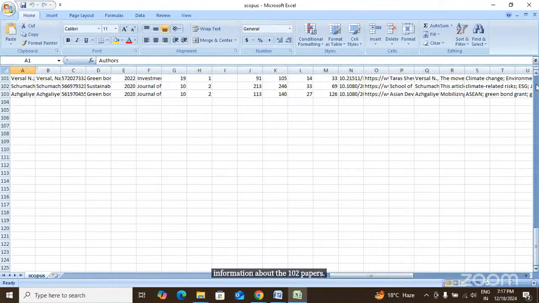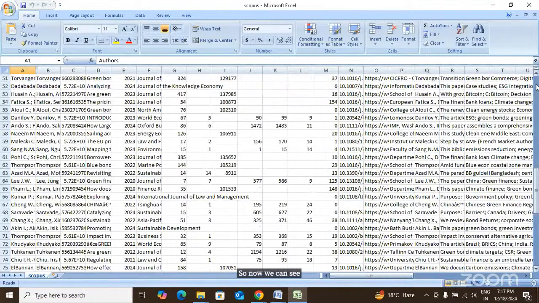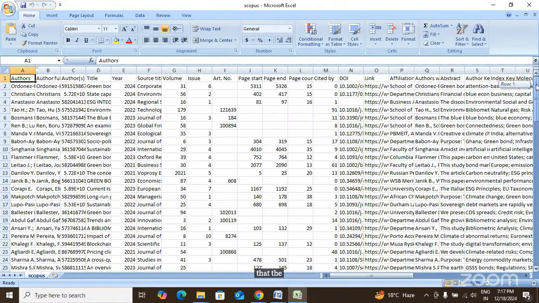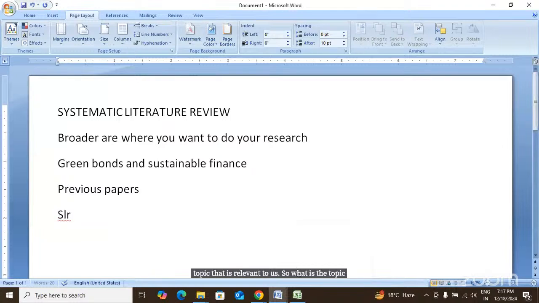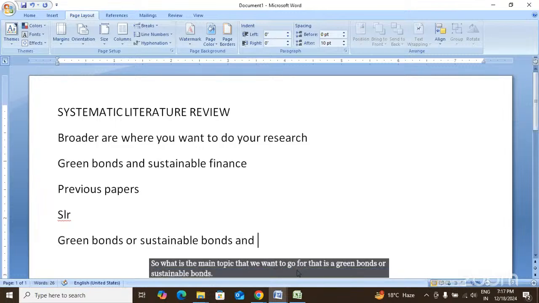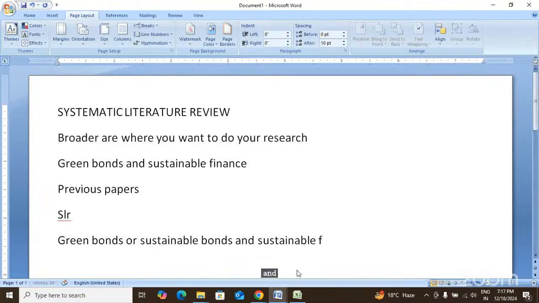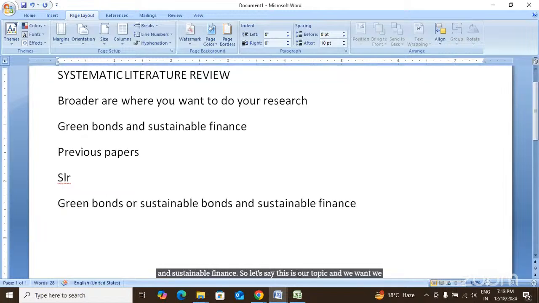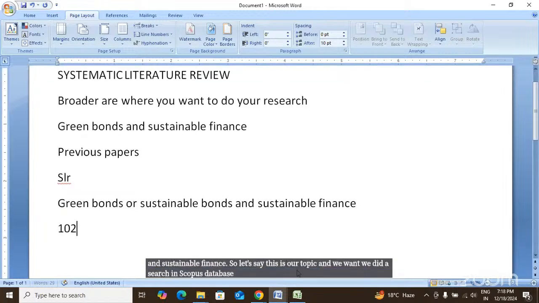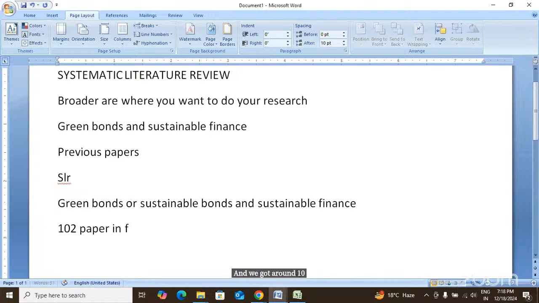So now we can see the topic that is relevant to us. What is the main topic that we want to go for? That is green bonds or sustainable bonds and sustainable finance. So let's say this is our topic, and we did a search in the Scopus database and we got around 102 papers in the end. So this is what we have got.